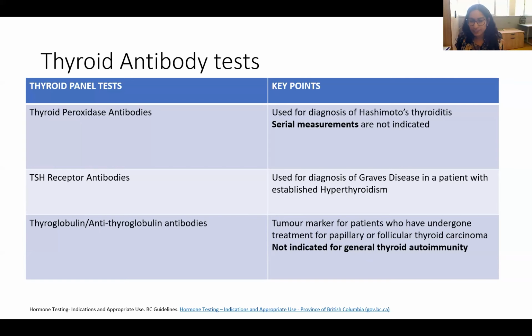Thyroglobulin antibodies are actually tumor markers, and they should only be ordered to follow somebody after they've gone through treatment for thyroid cancers like papillary or follicular thyroid cancer, when they want to see if the cancer is coming back. They order these thyroglobulin antibodies. So for most of us who are not managing thyroid cancer or its recurrence, there should really be no reason why we need to be ordering thyroglobulin or antithyroglobulin antibodies.